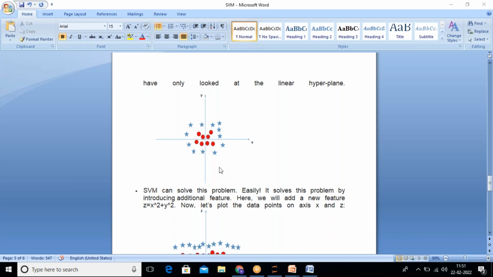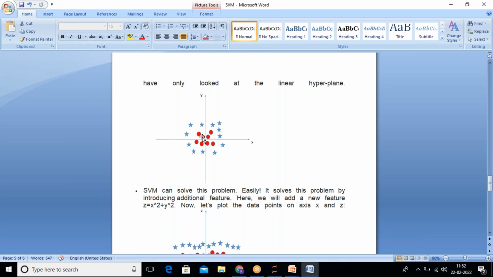Sir, we need to separate them by using multiple lines? No, not by using multiple lines. We will separate it by a single line itself, but in a different way, not like this. This is non-linear, so it will be separated in some other way.